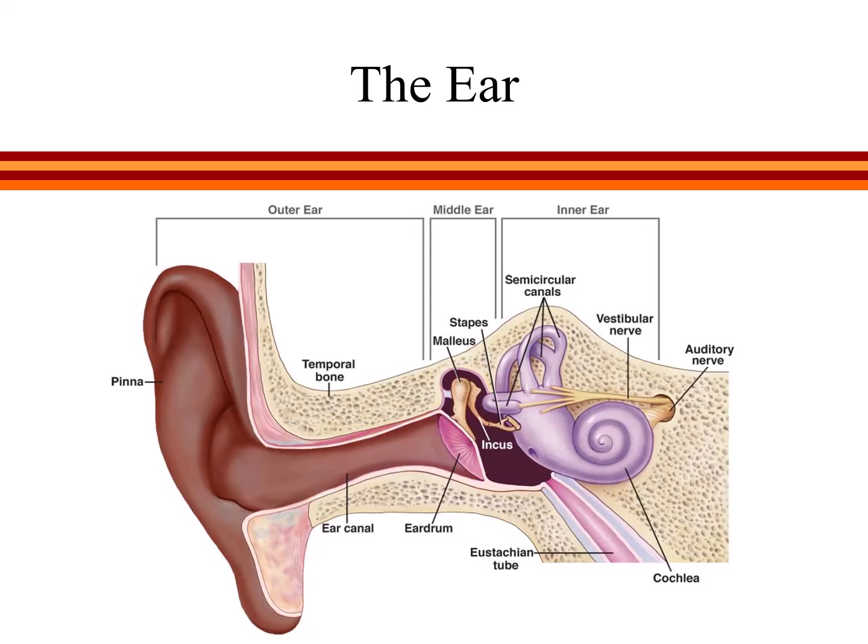Now that we have talked about different attributes of sound, such as its loudness, pitch, and timbre, we can begin exploring how your brain actually perceives those different attributes.